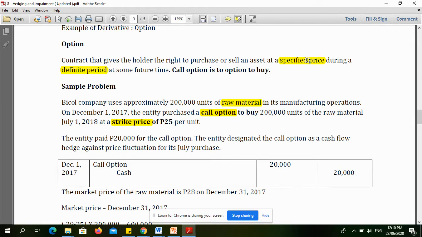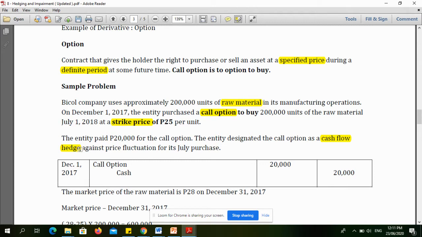The next here is the entity paid 20,000 pesos for the call option. The entity designated the call option as a cash flow hedge. Okay, so it means that the option is a cash flow hedge. And one of the characteristics of a cash flow hedge is fair value changes will be accounted for in other comprehensive income. Okay, that is one of the characteristics of a cash flow hedge. So, okay, we already know the given facts.